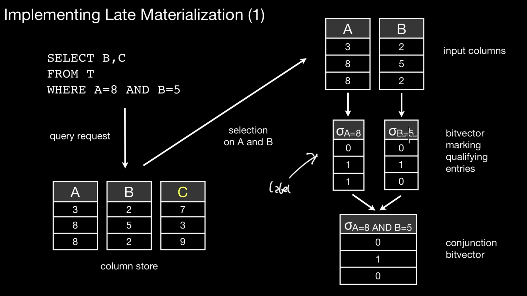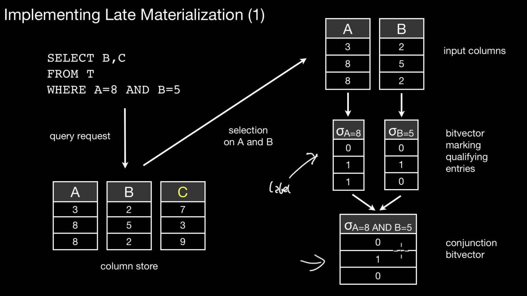You do the same for the B column. Here we're interested in rows having B equal 5, so that would be this one only, so it must be 0, 1, 0. Then of course you can combine the two results. We are interested in an AND, and then you end up with this, only this row is labeled. So this already tells you the rows that have to be processed further on.